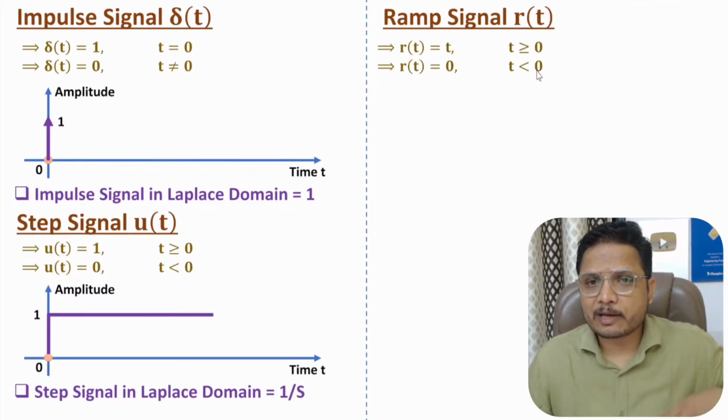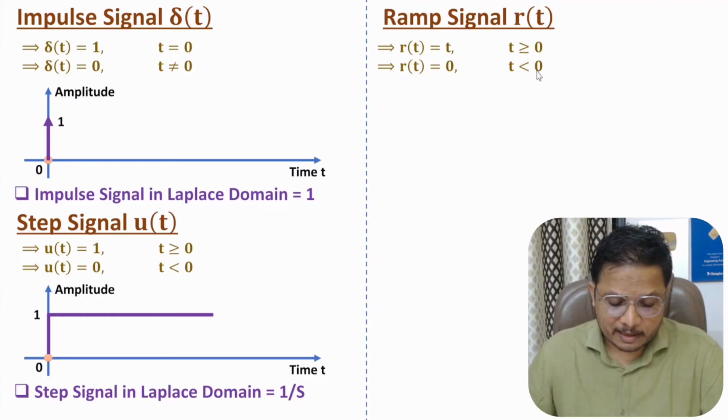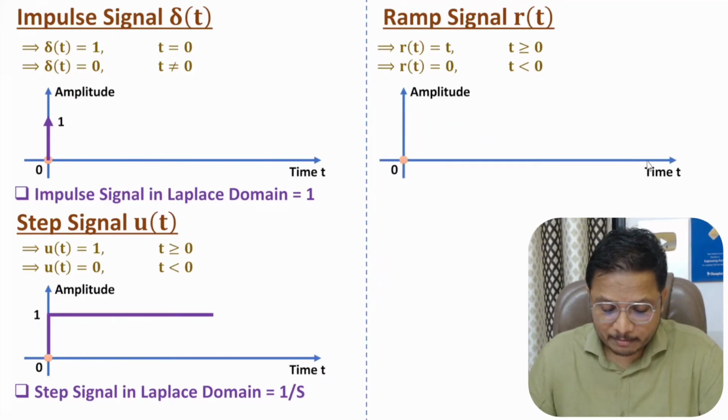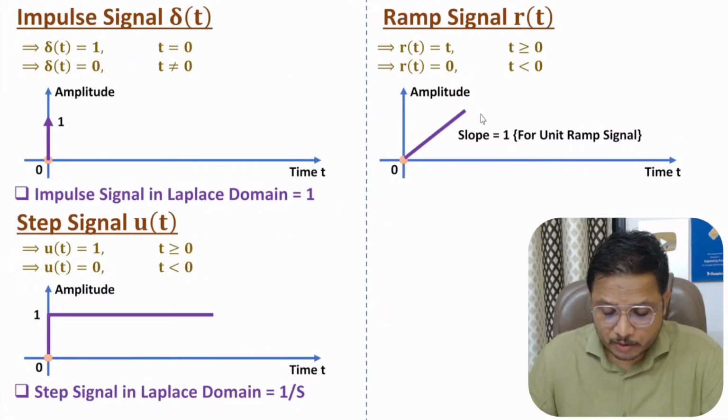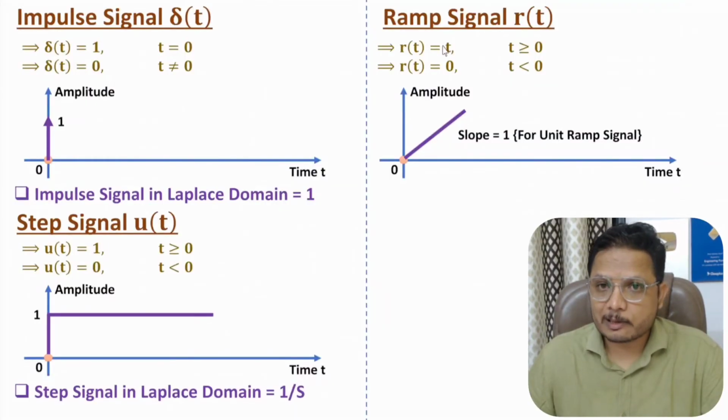Let me show it to you graphically. See here, on the horizontal axis we have time and on the vertical axis we have amplitude. The ramp signal is increasing linearly, you can observe it is a straight line. And for the unit ramp signal, the slope will be 1. For the unit ramp signal, R of t is t, right?